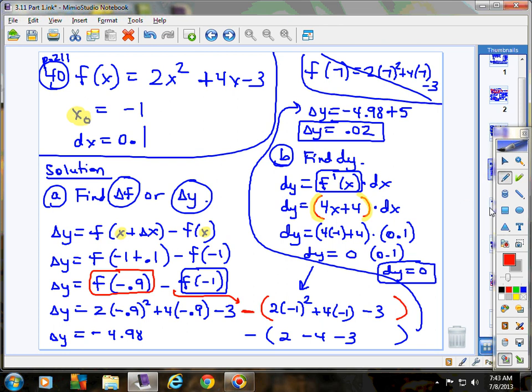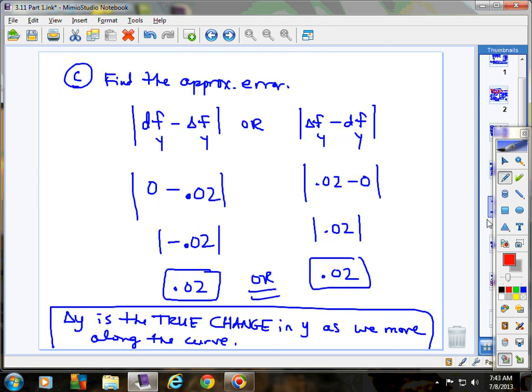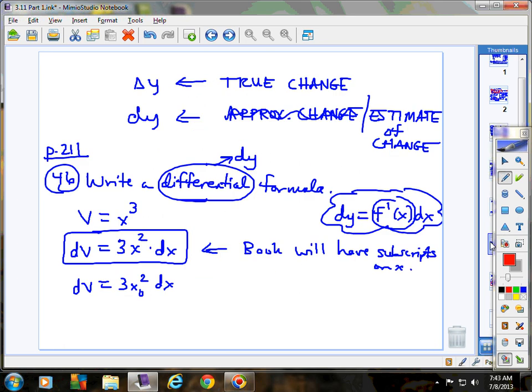We worked some problems where we found the values. We found the error by subtracting the two. Then we had a couple of problems where we wrote formulas. I can't remember if on 46 they gave us that formula. I think they did, didn't they? V equals x cubed. Yeah, they gave us the formula for that. So we found the differential dv, so we found the derivative and multiplied it by dx.